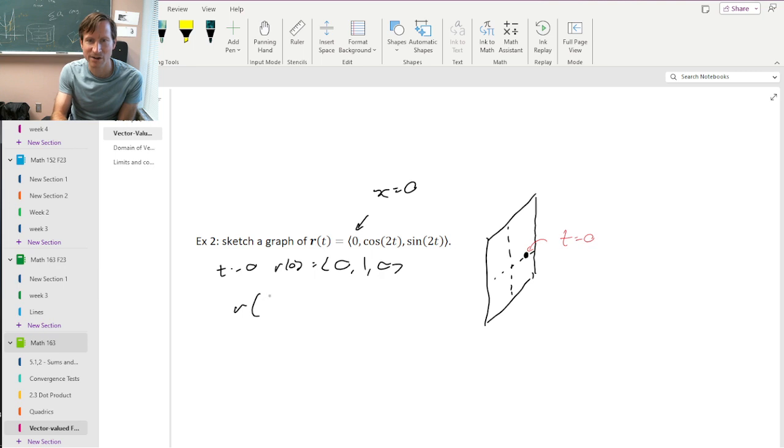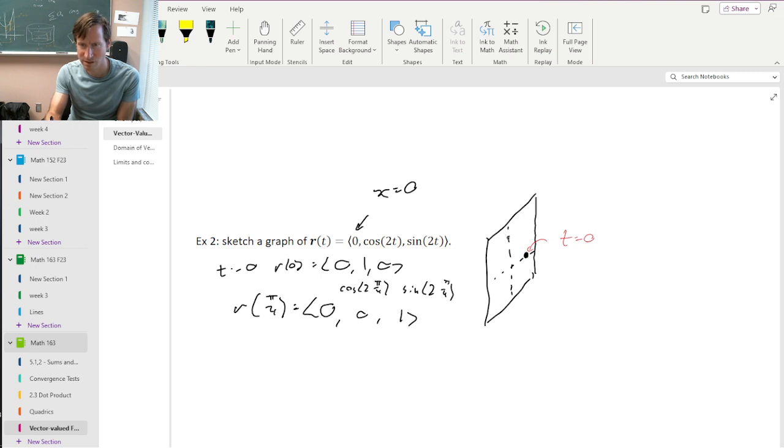Let's try, I don't know, how about pi over 4? You probably see what's happening here. 0, comma, and then cosine of 2 times pi over 4, that's cosine of pi over 2, that's 0. And then sine of 2 times pi over 4, that's sine of pi over 2, that's 1. So that's up here. So this point gets labeled, this is the point when t is pi over 4.